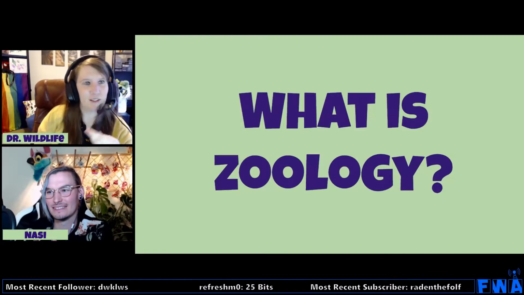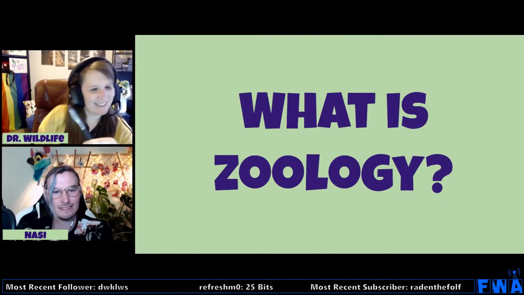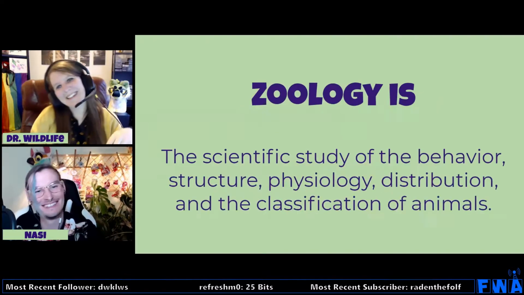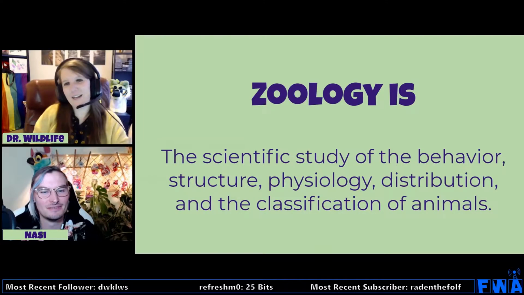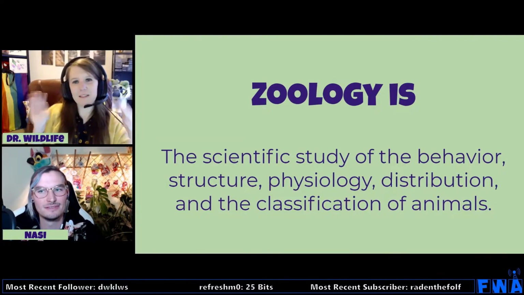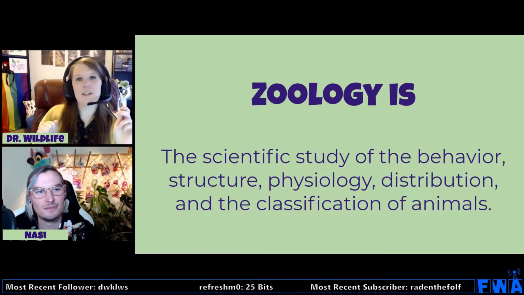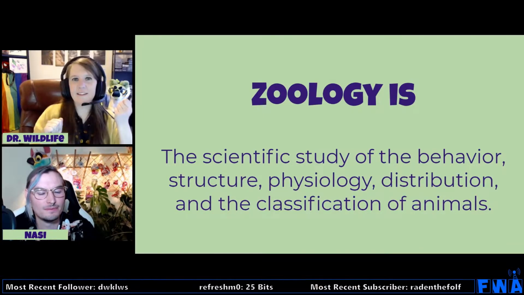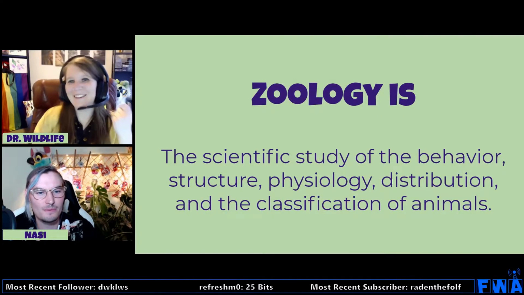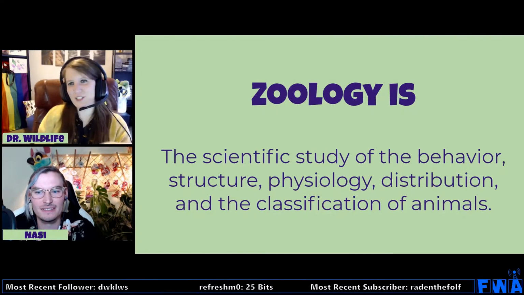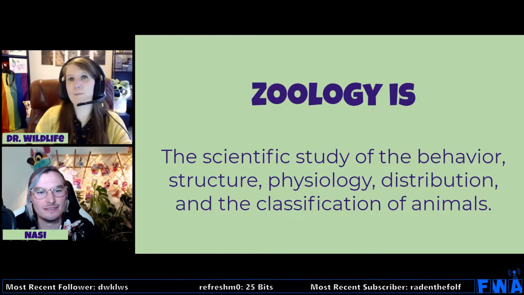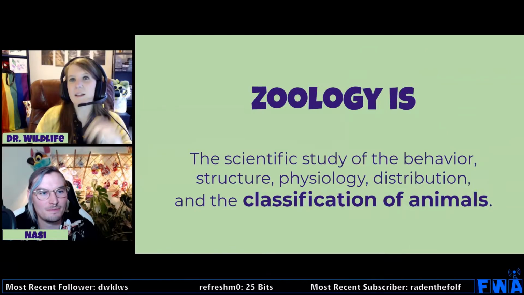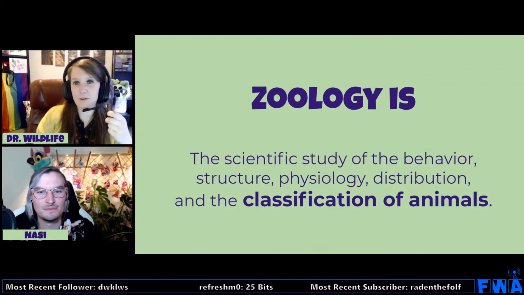That is actually a really good definition because zoology is a lot of stuff. So yeah, zoology is the study of animals, specifically the scientific study of the behavior, structure, physiology, distribution, and the classification of animals, aka stuff. So animals and stuff is what zoology is. And what we're going to do is we're going to break apart that definition over the course of the hour, starting with the classification of animals.